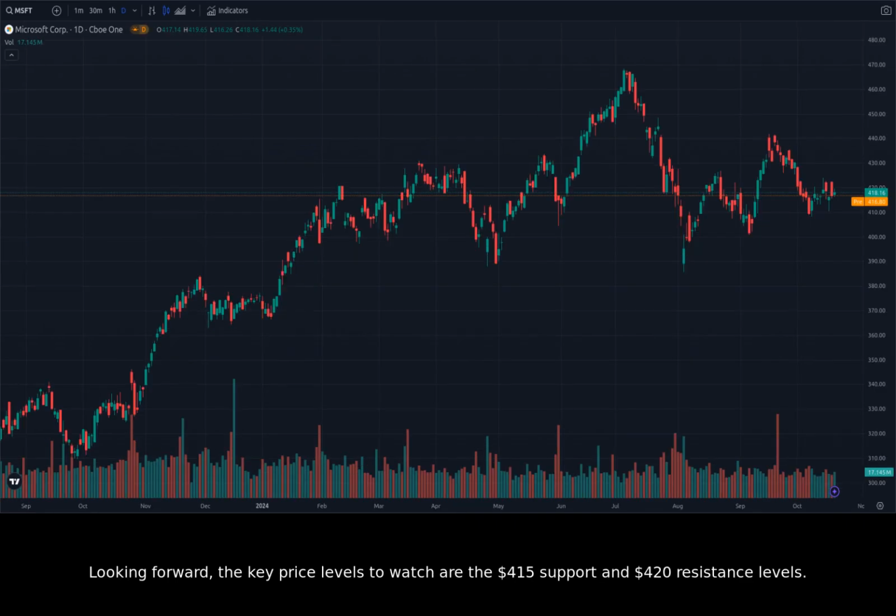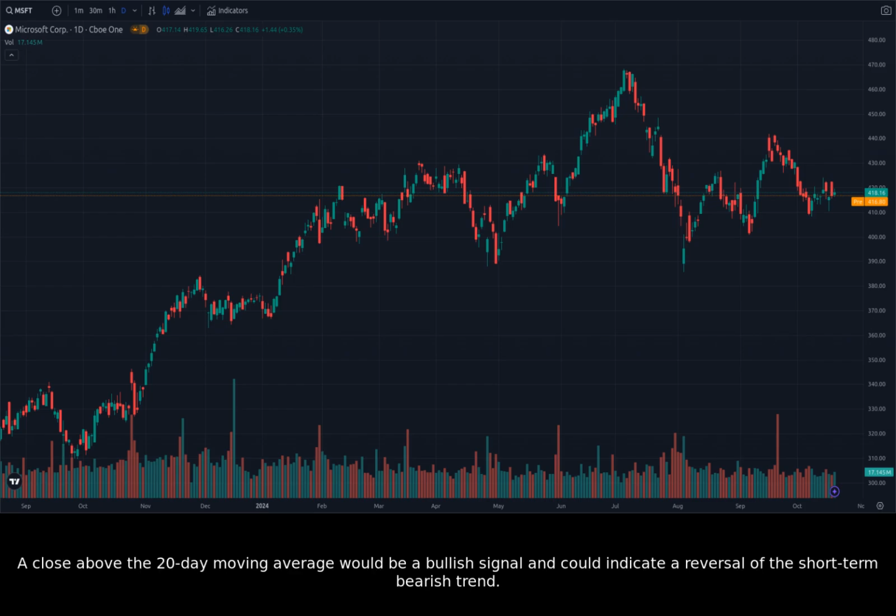Looking forward, the key price levels to watch are the $415 support and $420 resistance levels. If the price breaks below $415, it would be a bearish signal and could trigger a further decline. A break above $420 would be a bullish signal and could indicate a continuation of the upward trend. The 20-day moving average is another important level to watch. A close above the 20-day moving average would be a bullish signal and could indicate a reversal of the short-term bearish trend.